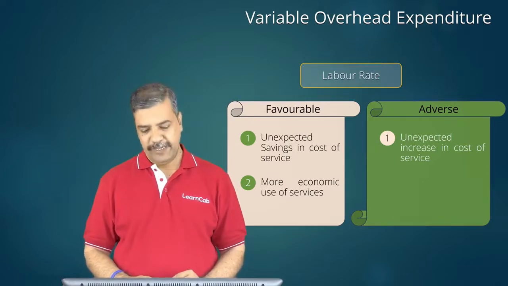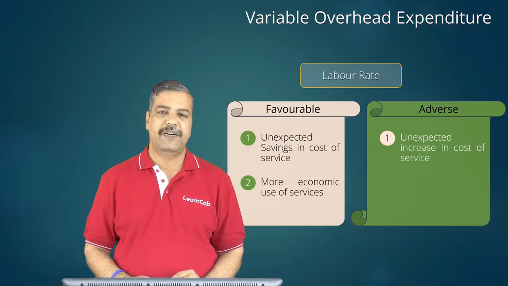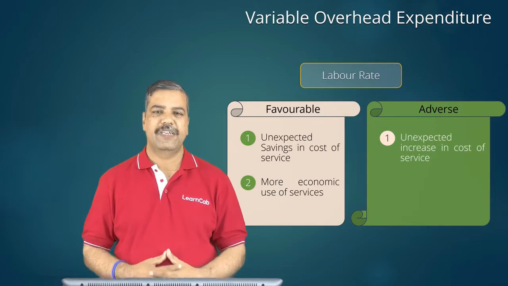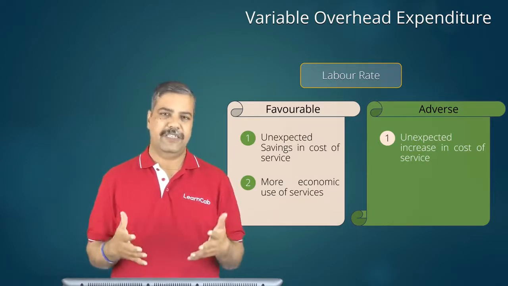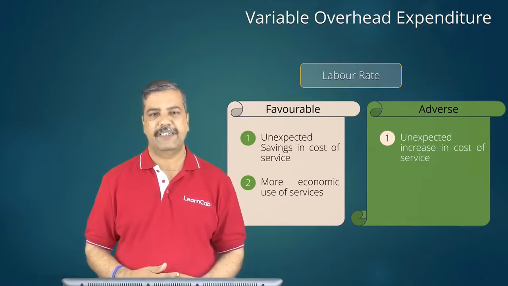So here, more economic use means economy, how optimum use the services have had. How maximum you can use it at an optimum level. If you have used your resources at that capacity level, then definitely that will result in more benefit, less cost. So that is what it indicates. This particular thing indicates favorable.